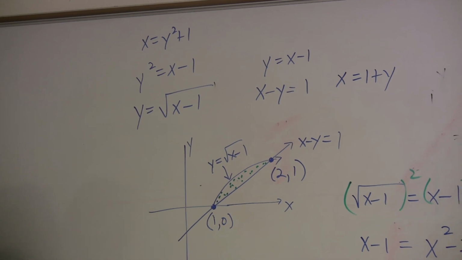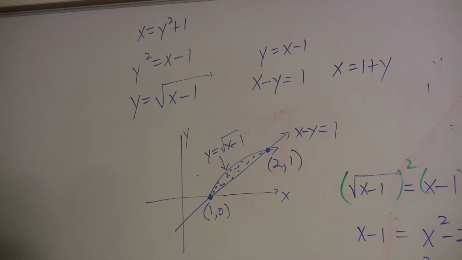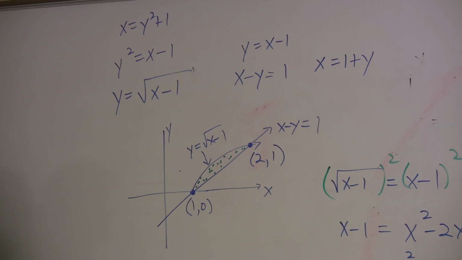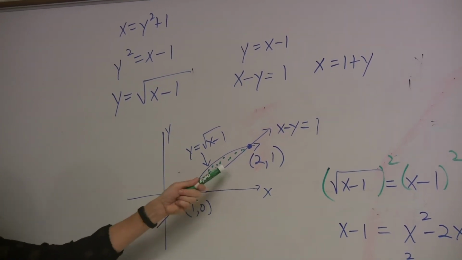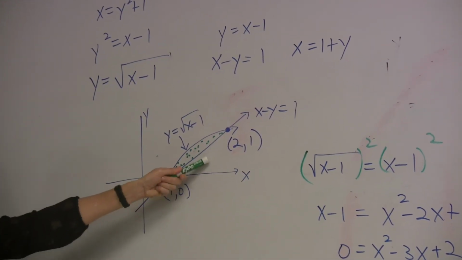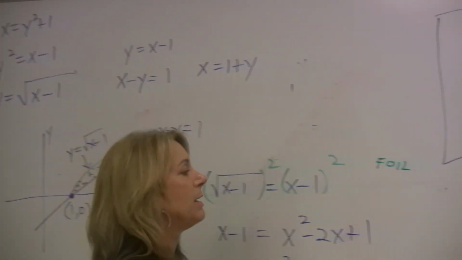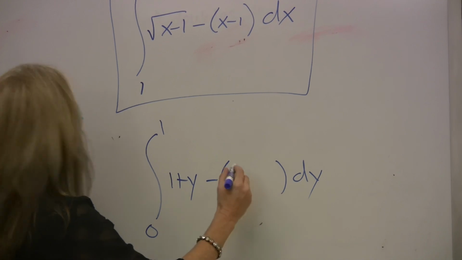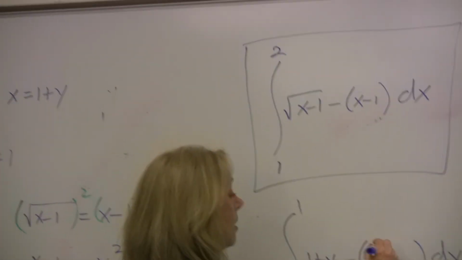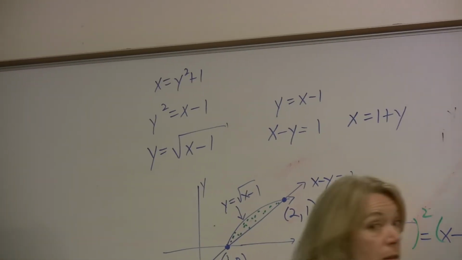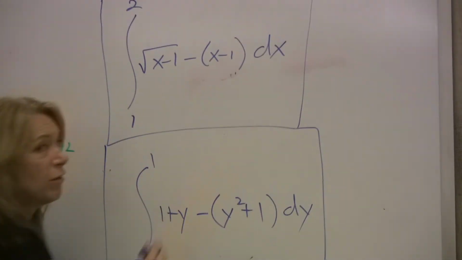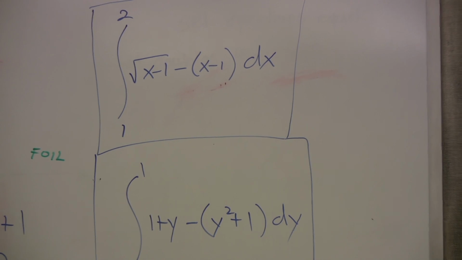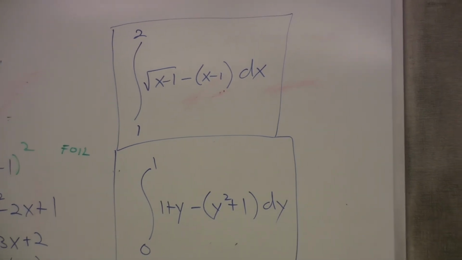So now which function comes first? The line or the parabola? The line, why? That's on the right minus the left. So the line is on the right, so the line is 1 plus y, minus the function on the left, which was the parabola, y squared plus 1. Look at these two very different integrals. If you evaluated both of them, you'd get exactly the same answer.